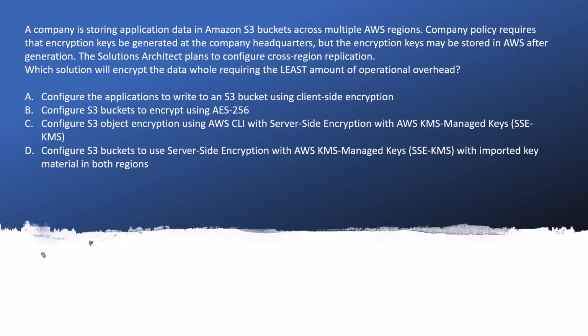The question says the company is storing application data in an Amazon S3 bucket across multiple AWS regions. Company policy requires that encryption keys be generated at the company headquarters, but the encryption keys may be stored in AWS after generation. The solutions architect plans to configure cross-region replication. Which solution will encrypt the data while requiring the least amount of operational overhead?